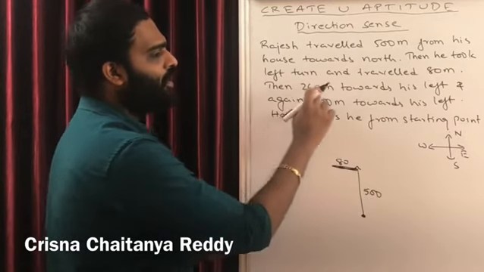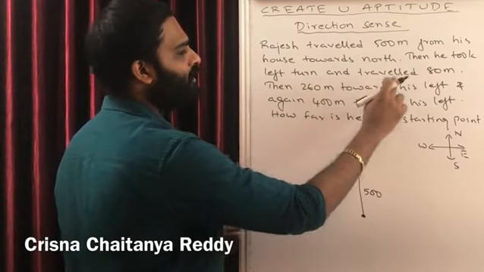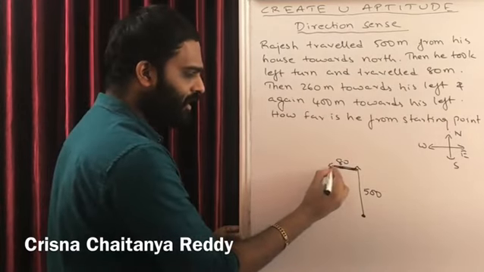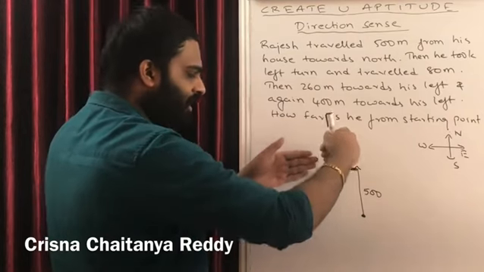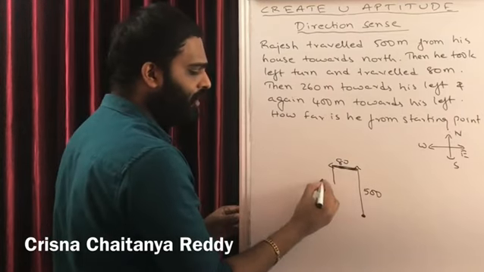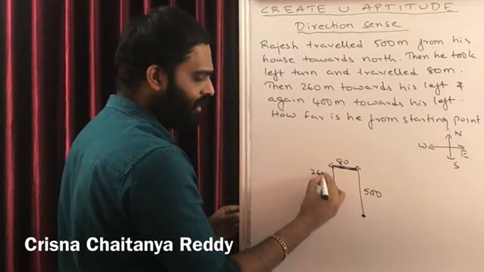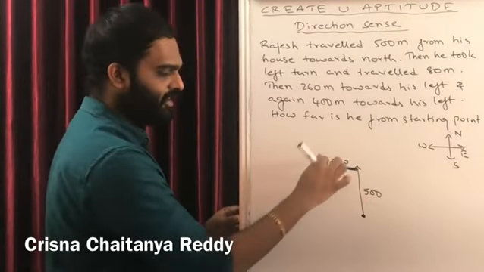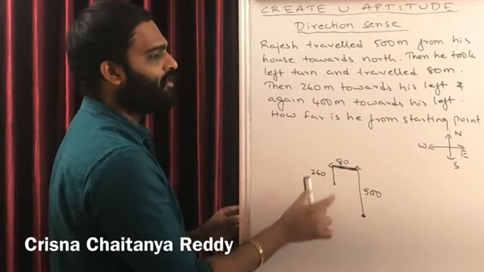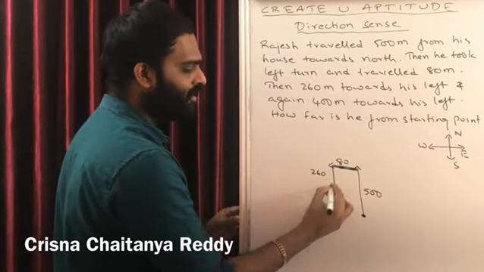Then he said 260 meters towards his left. If this is he, his right will be up and his left will be down. So he came down 260 meters. That is approximately half of this. So 260 meters, it has to be smaller than this. You can't draw a big line. So 260 meters towards his left. Now he is facing this direction.